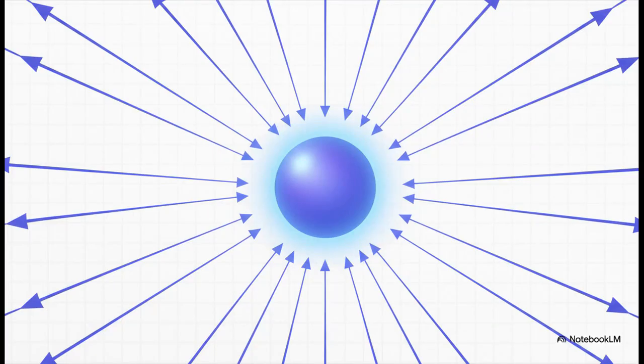And for a negative charge, you guessed it, it's the complete opposite. All the field lines point inward, towards the charge. They show the direction a positive charge would get pulled. So a key rule to remember is that field lines always point away from positive and towards negative.